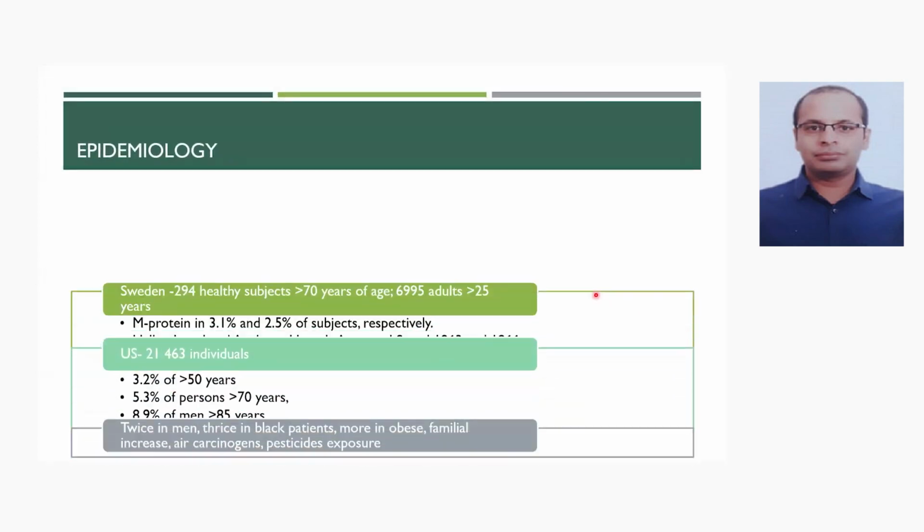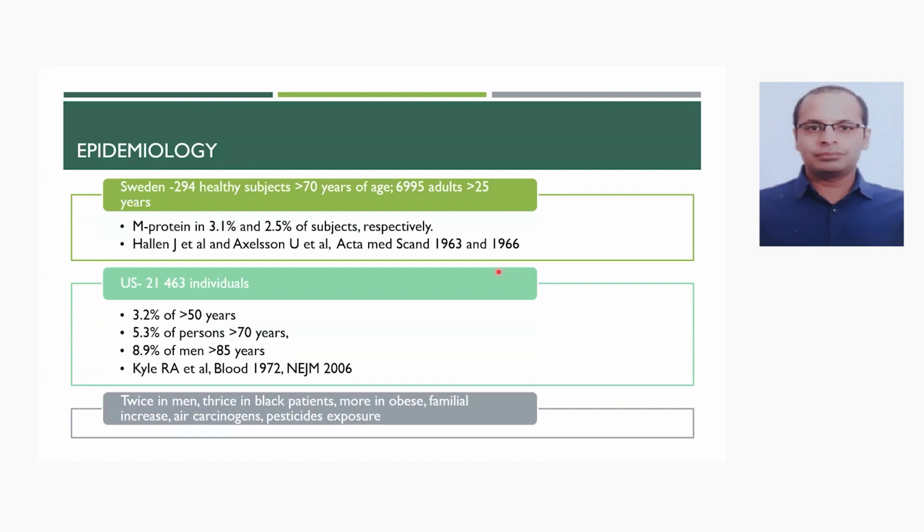If we go into the epidemiology, luckily we have had multiple population-based studies on the incidence of MGUS. One of the earlier studies was from Sweden, when they were able to determine that it is affecting around 3.1 and 2.5% of subjects. 2.5% we consider more than 25 adults, and 70 years adult around 3%.